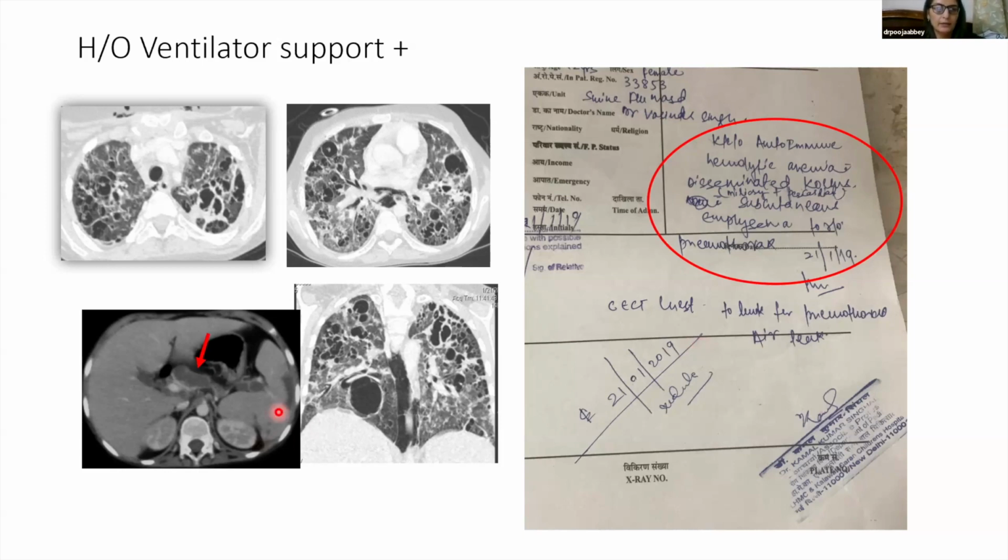And then the other important clue was here. We did a contrast CT, but we couldn't see any lymph nodes in the chest. But in the upper abdomen sections, we can clearly see a lot of necrotic nodes in the peripancreatic region. So that itself is such a big clue that this was actually tuberculosis.